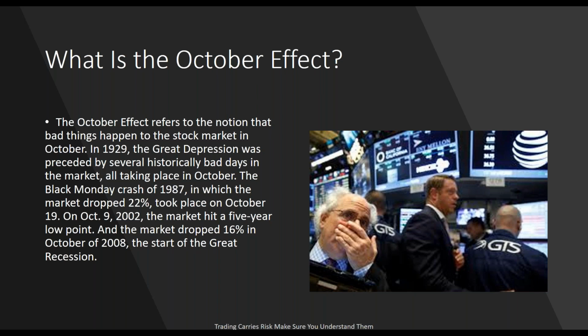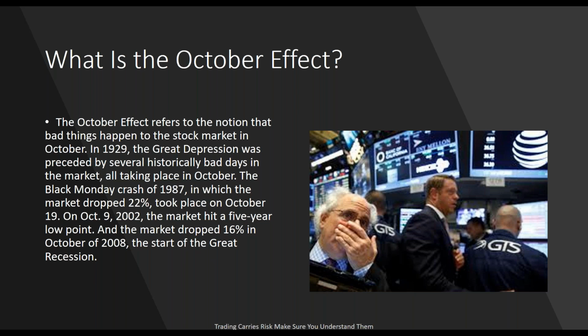As far back as 1929, the Great Depression was preceded by several historical bad days in the market, all taking place in October. The Black Monday crash of 1987, in which the market dropped 22%, I remember that day well, took place on October the 19th. Then on October the 9th, 2002, the market hit a 5-year low point, and the market dropped 16% in October of 2008, the start of the Great Recession.